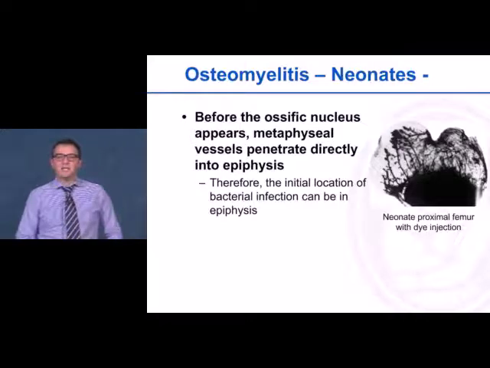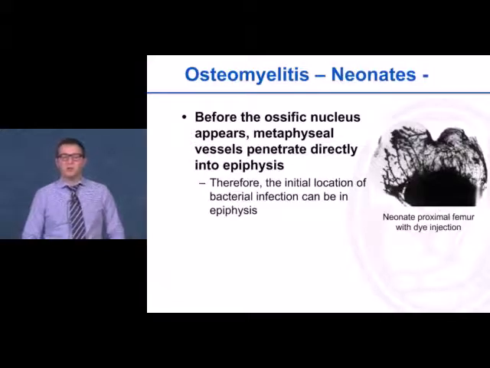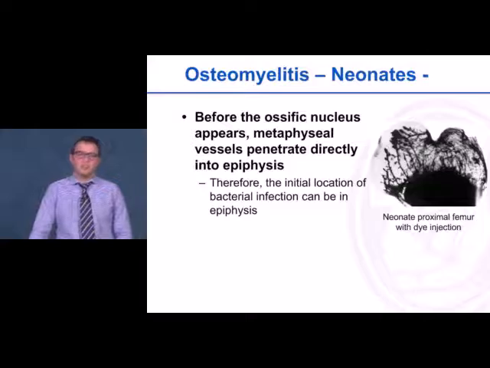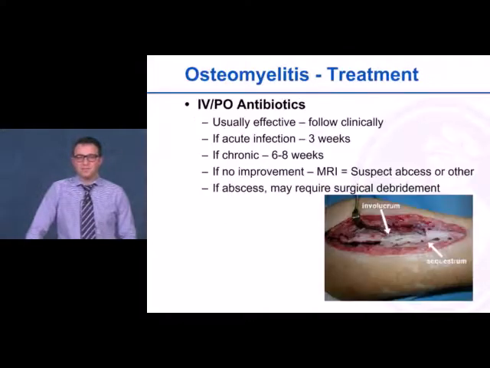Now, osteomyelitis in neonates is a special problem, and it's a very dangerous problem that you need to be very vigilant about, because before the ossific nucleus appears, which is what happens in neonates, the metaphyseal vessels penetrate directly into the epiphysis. So it's much more common for a bacterial infection of the bone to seed a joint. And because a neonate is often nonverbal, it's hard to identify an infection. And often a delay in diagnosis occurs with significant morbidity. So the goal is to have a high suspicion for this in a neonate who's septic or febrile and identify it in a timely fashion.